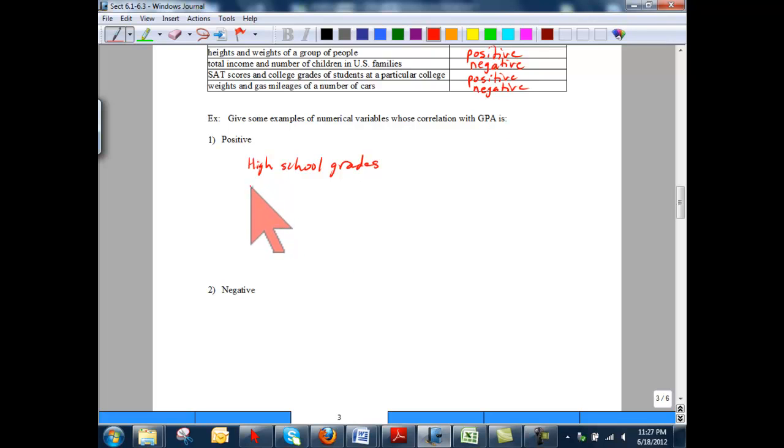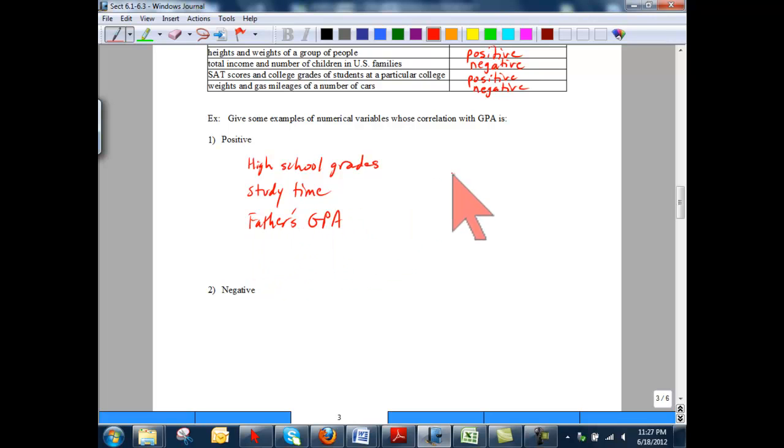Another thing I could think about is study time. This is a little tricky because it's certainly not true in every case. But all else being equal, students who study a lot probably tend to do better in terms of grades in college.